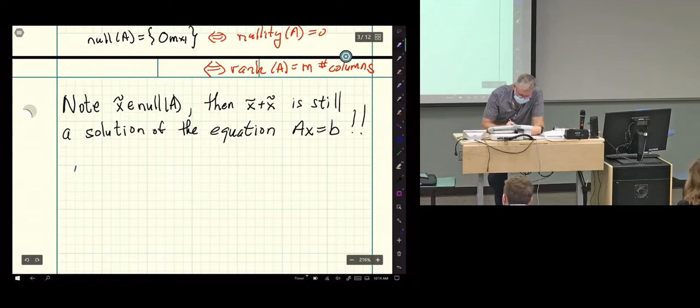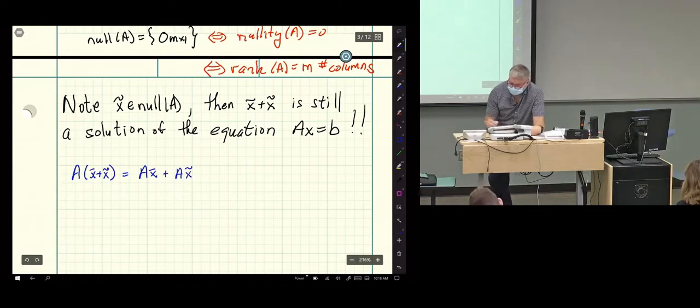And the reason is, if I go A times x bar plus x tilde, that's A times x bar plus A times x tilde. Well, x tilde is in the null space, so that's 0. And A times x bar is b.